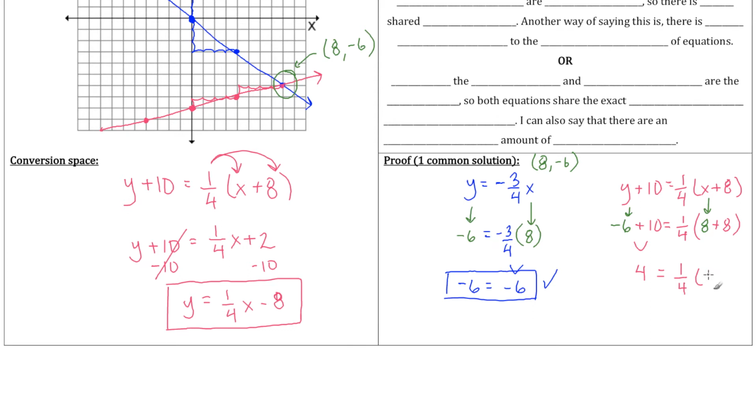And then 1/4 times 16. 1 times 16 is 16. 16 divided by 4 is 4. Sorry, I just try to make sure it's legible for the people that just look at the notes. So, we have 2 more examples, but they go by fairly quickly.